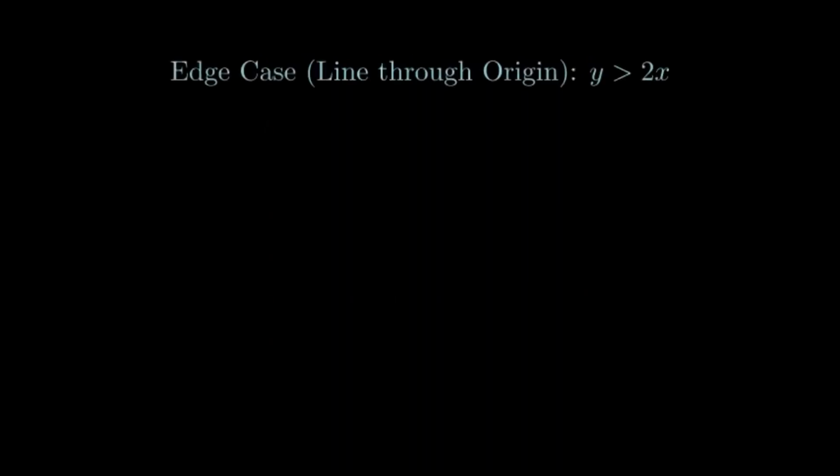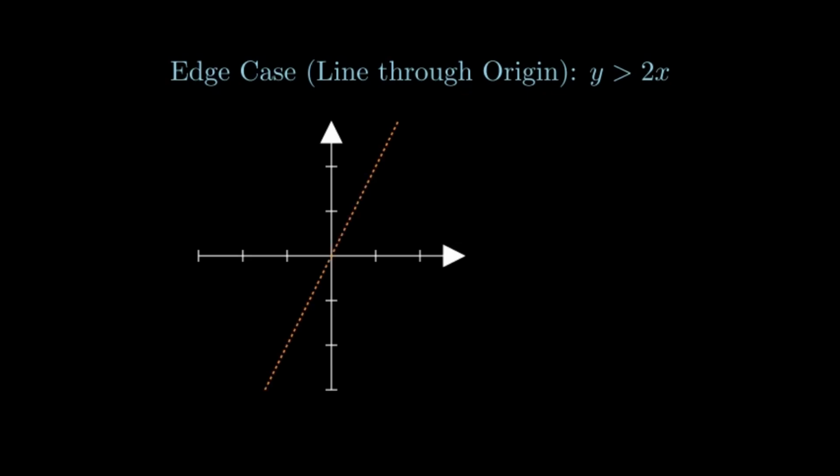There is one important situation to watch out for. Consider y is greater than 2x. The boundary is y equals 2x. Notice that the point (0, 0) lies directly on this line. That means we cannot use (0, 0) as our test point. Instead, choose another point that is not on the boundary. For example, let's use (1, 0).